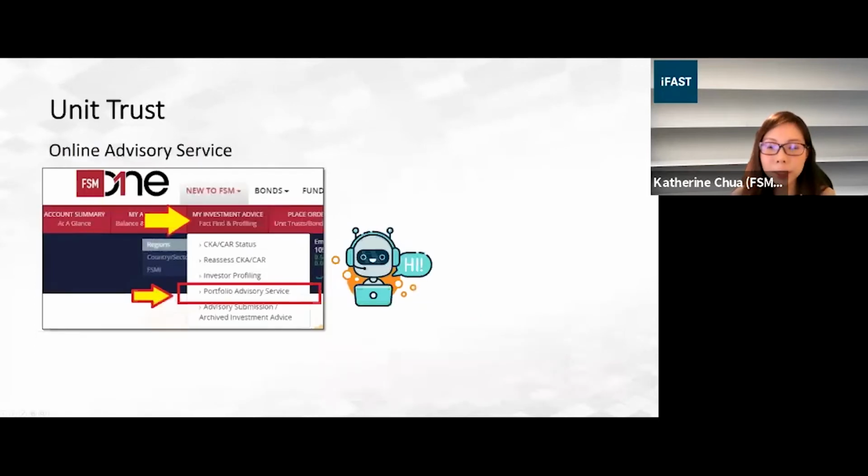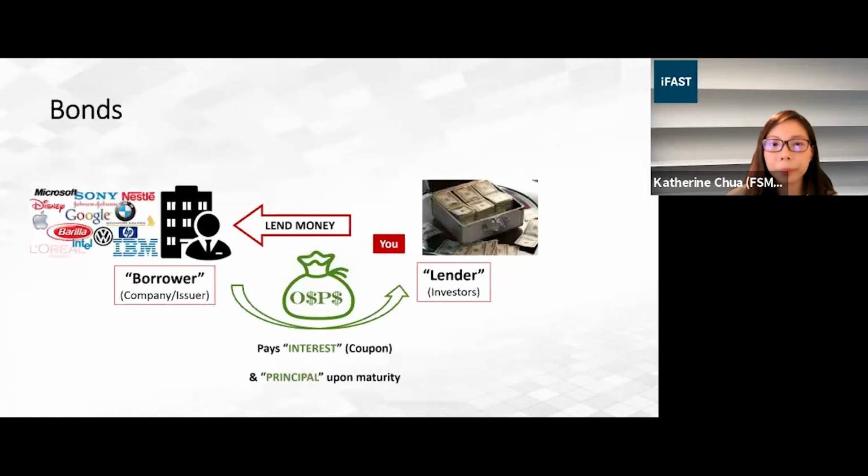So if until now you're still very lost, don't worry at all, because we have this thing called the portfolio advisory service online. You can just log into your account and fill up your risk profile, and then we will get back to you on some of the portfolios which you can consider, and to find out more. So another product that we do have on the platform is bonds.